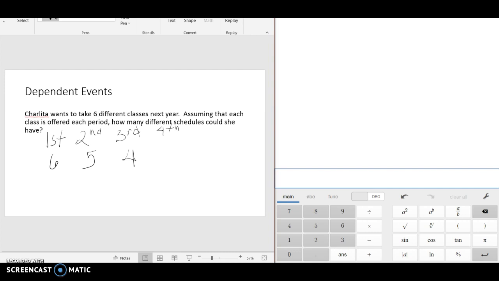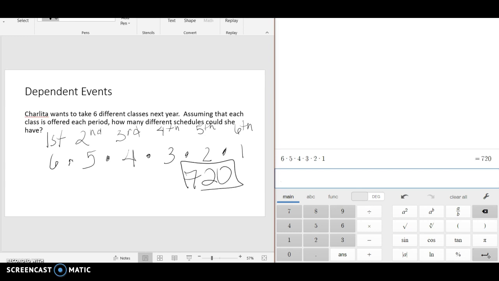Fourth period, three options left. Fifth period, two options left, and then sixth period, she has one option left. And so using the fundamental counting theorem, we know we can multiply each one together. So we have 6 times 5 times 4 times 3 times 2 times 1, which gives us a total of 720 different schedules she could make.